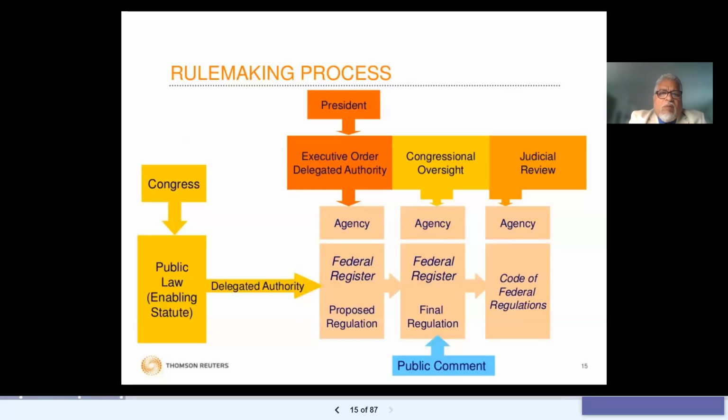For example, one will come out from the president. He will send an executive order, and the agency sends it out to the Federal Register and will propose a regulation. And here we are.